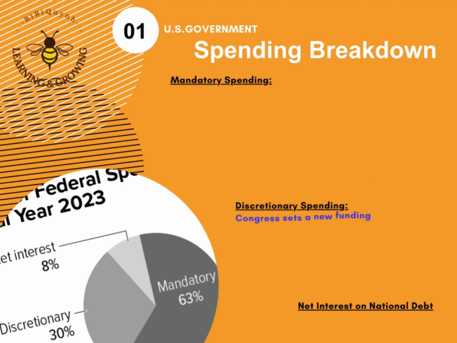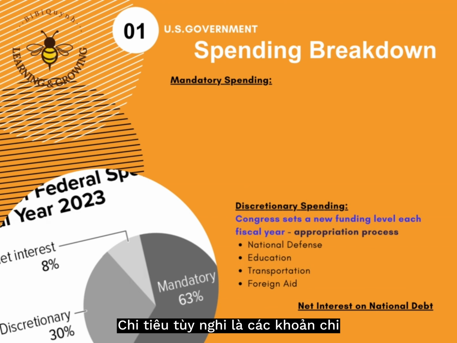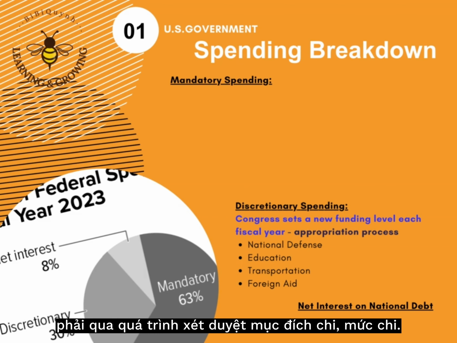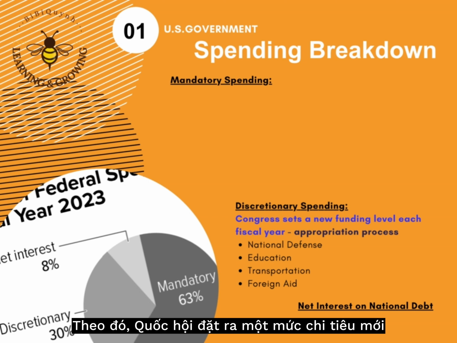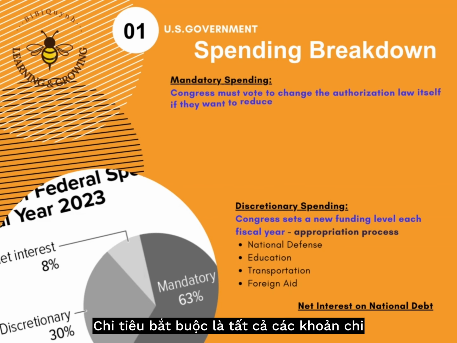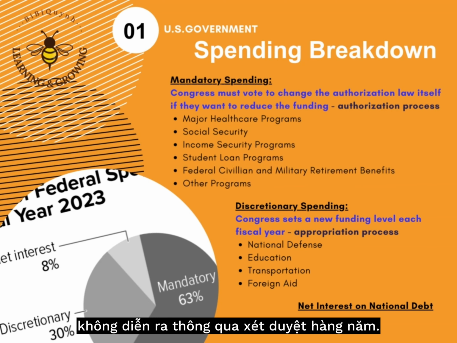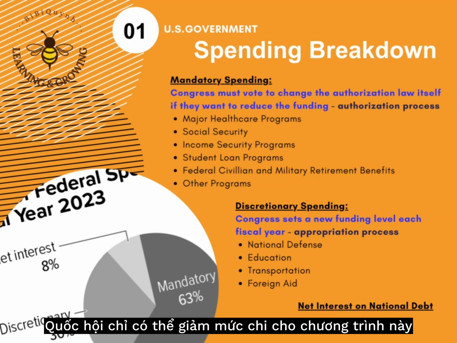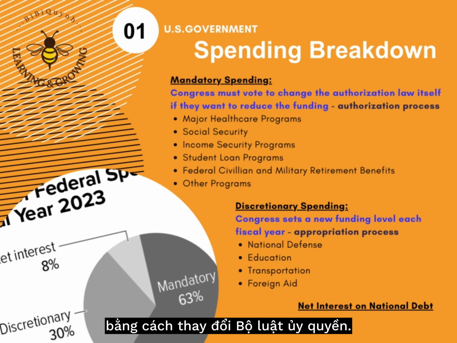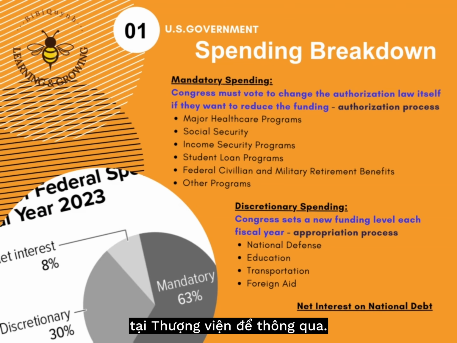The United States federal budget is divided into 3 categories: mandatory spending, discretionary spending, and interest on debt. Discretionary spending is spending that is subject to the appropriations process, whereby Congress sets a new funding level each fiscal year, which begins October 1, for programs covered in an appropriations bill. Mandatory spending is all spending that does not take place through appropriations legislation. Mandatory spending includes entitlement programs, such as Social Security and Medicare. Congress can only reduce the funding for programs by changing the authorization law itself, which normally requires a 60-vote majority in the Senate to pass.